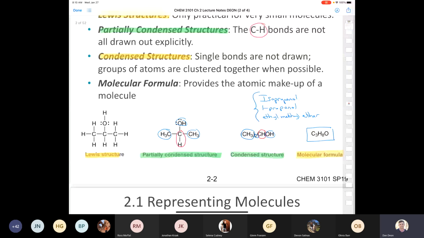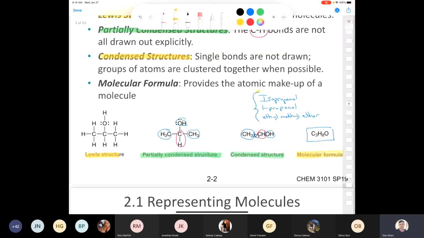A student asked about these three compounds. They all have the same molecular formula, but they all have different structures. So with these three compounds, isopropanol, 1-propanol, and ethyl methyl ether, would they be constitutional isomers? Yes or no? Could anybody answer that? Just asking if these would be. Go ahead. No, because they're the same thing. They're just written differently. So the answer is yes, they are constitutional isomers.